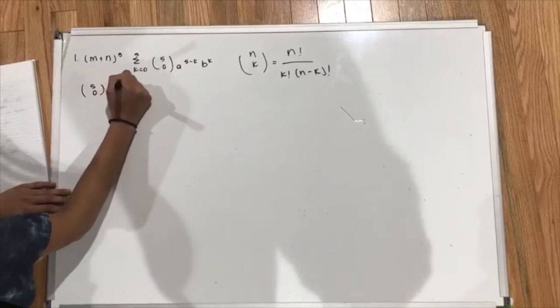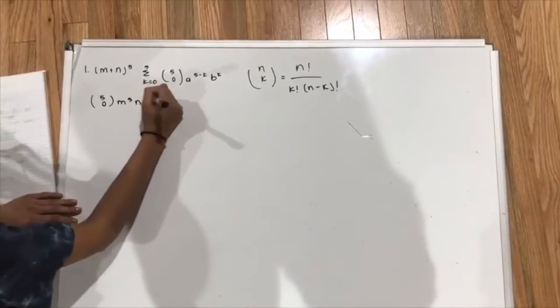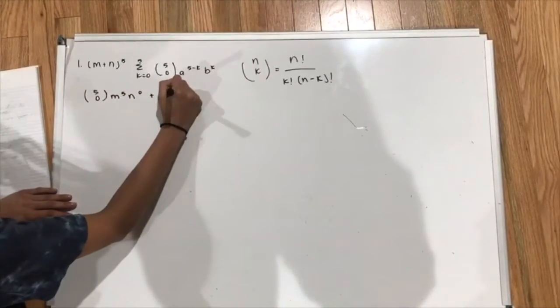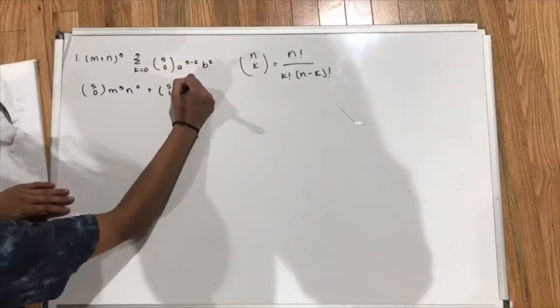The binomial theorem tells us that m plus n raised to the 5th power is equal to the sum from k equals 0 to 5 of 5 choose k times m to the 5 minus k power and n to the power of k.